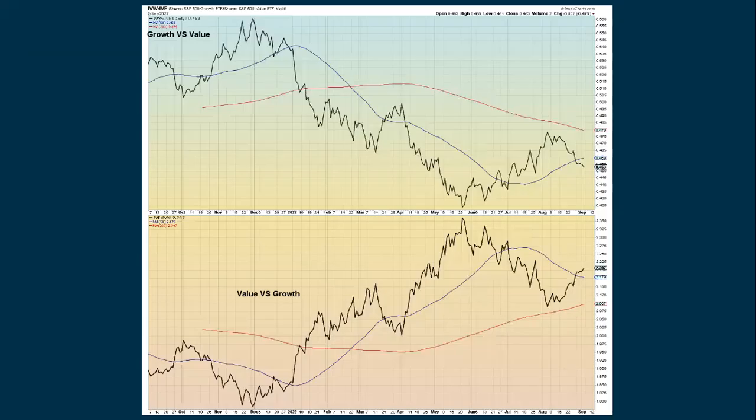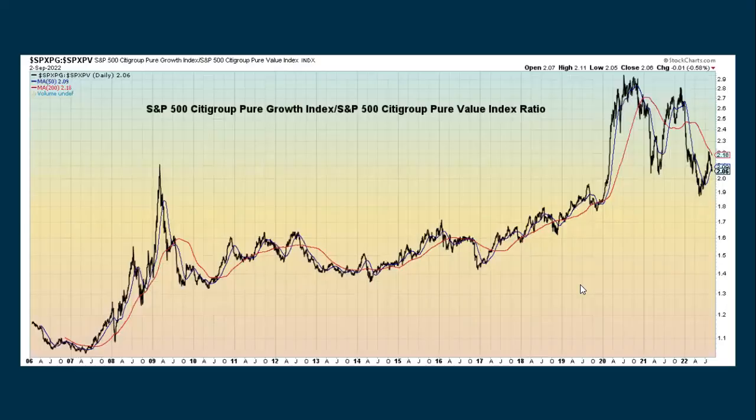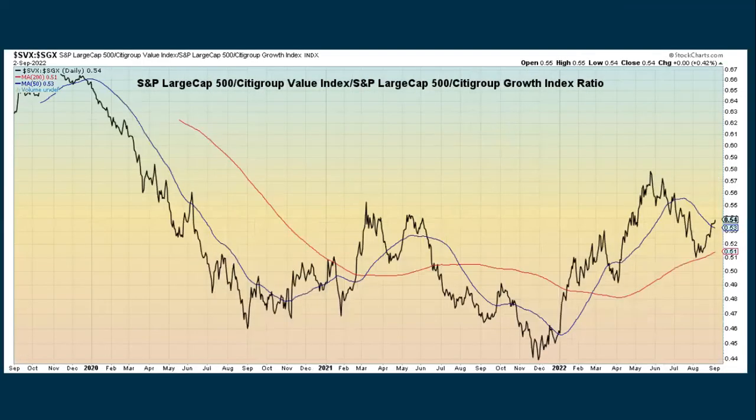Now we look at these together. This top chart is growth versus value, showing how growth has really been underperforming value, where the bottom chart is an inverse, and that shows how value has really been showing some improvements. Here's another way of looking at this. This is growth, where it had been trying to come back up, but now continues to show weakness, and we're down to the 50-period moving average in the ratio. This is an inverse of that same chart, showing how value is starting to break out a bit against growth.